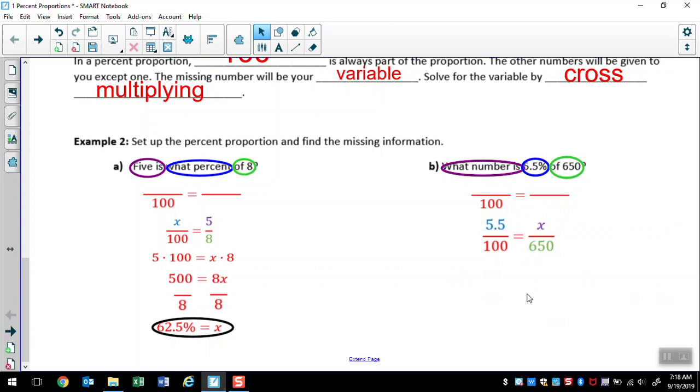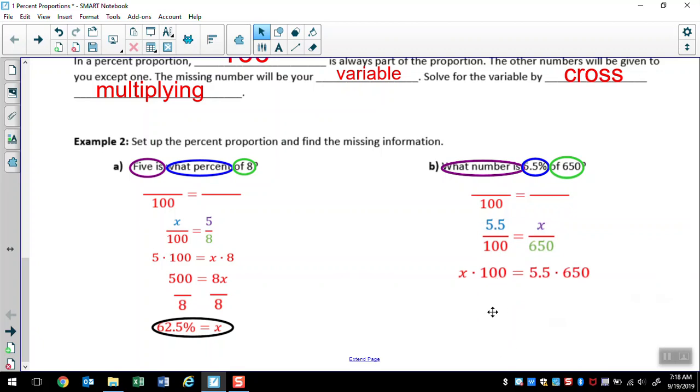All right, now we can solve. So we're going to multiply our diagonals. So we can do 5.5 times 650, 100 times x. Okay. And again, it doesn't matter which order you do it in, as long as you're multiplying the diagonals together.